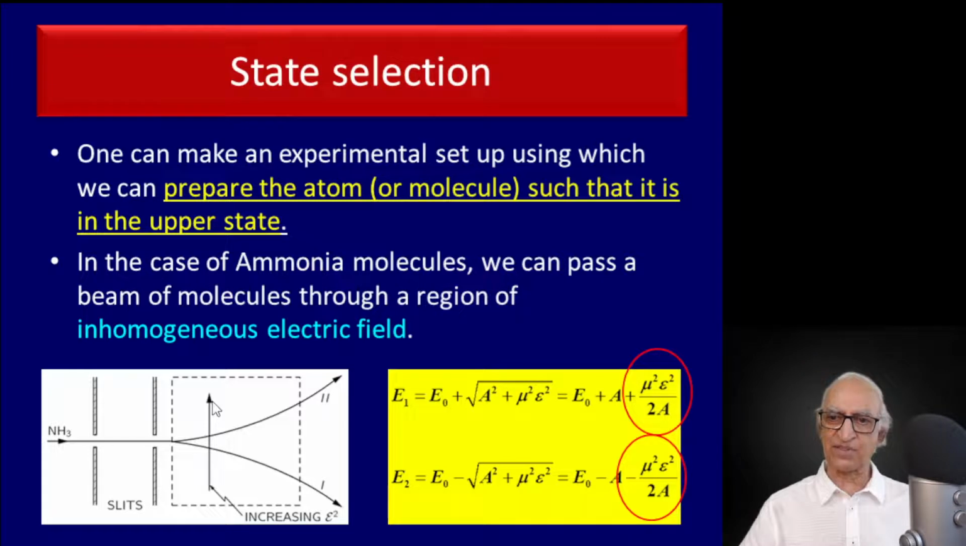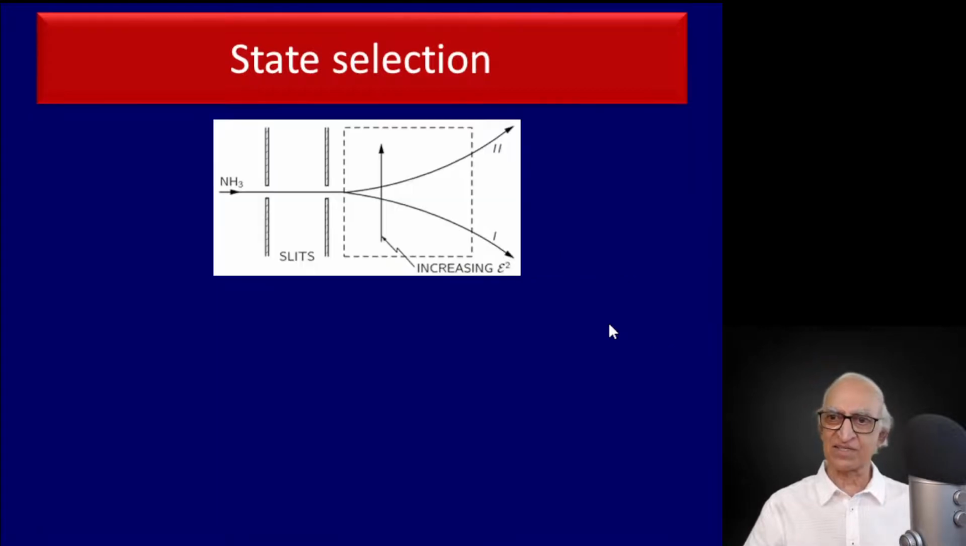This arrow does not represent the direction of E. It represents increasing E squared. Why E squared? Because these two energies are proportional to plus E squared and minus E squared. So let's try to understand this.